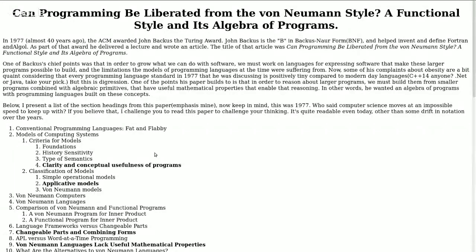And so I want to talk, this is my last slide that matters. There's a paper called Can Programming Be Liberated from the von Neumann Style? A Functional Style and Its Algebra of Programs. This paper was written by John Backus. If you've heard of Backus-Naur Form, BNF, it's that John Backus. He also helped invent Fortran and Algol. The ACM gave Backus the Turing Award in 1977, so almost 40 years ago, which is like the Nobel Prize for computer science. And so he wrote this paper about an algebra of programs and a functional style.